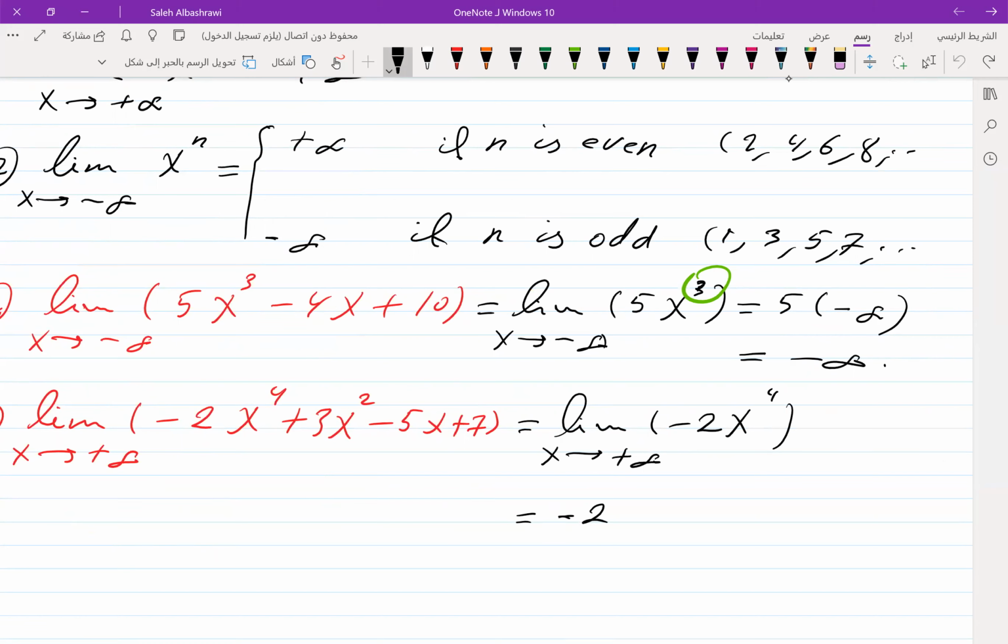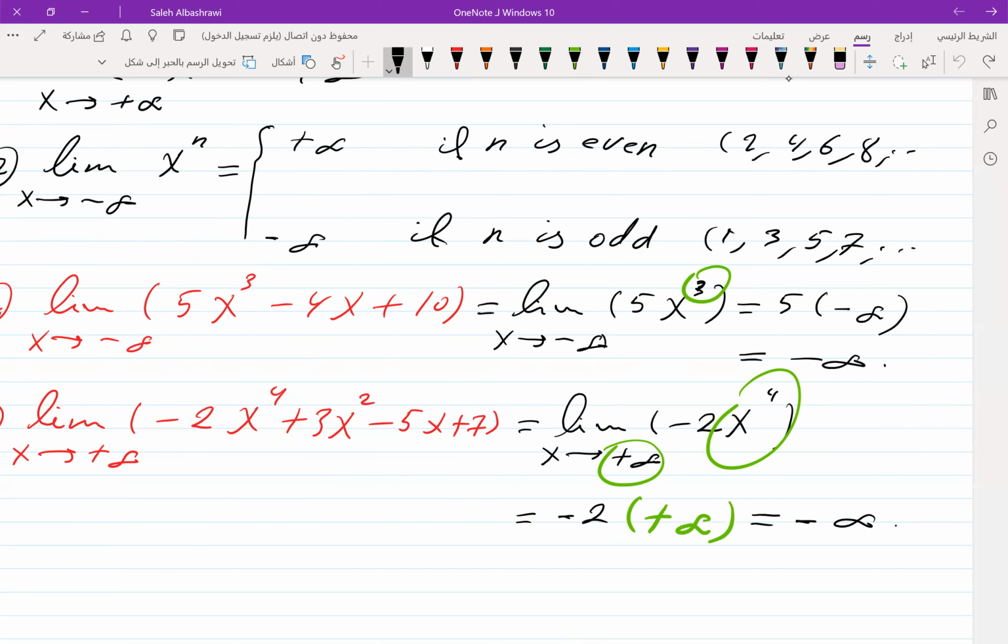I have x to power 4. Just keep the coefficient upside down. It is constant, take it out, minus 2. Now, the limit of x to power 4, where x goes to plus infinity, is plus infinity. So it is minus 2 multiplied by plus infinity, but be careful. The coefficient is negative in this case. It is minus 2. Minus multiplied by plus, I will have minus infinity.